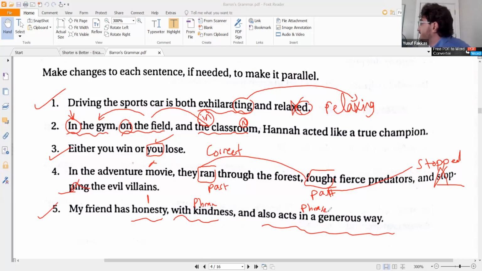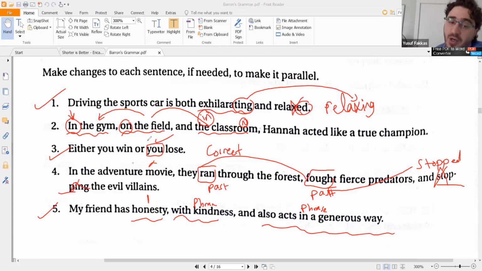Is there unity in the length? No. We have honesty, 1 word, with kindness, 2 words. And also acts in a generous way, we have like 5, 6 words. We need to make them either all of them phrases or all of them words. But we have the rule that says shorter is better. So which one is better to make, words or phrases?